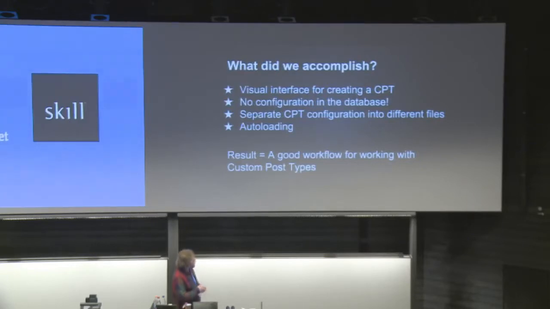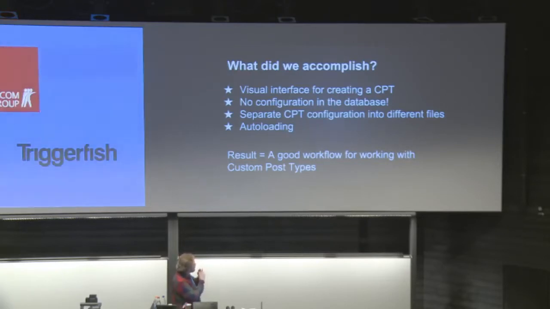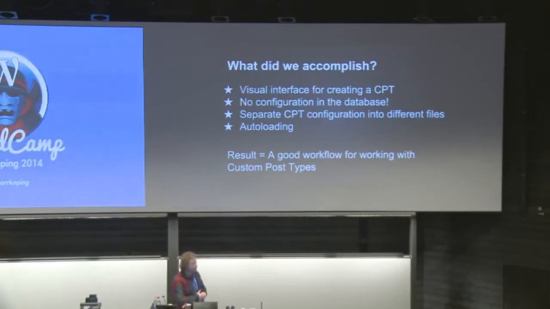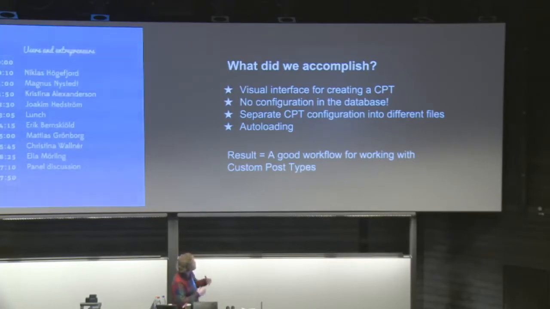So what did we accomplish by doing that? Well, we did get to use a visual interface for creating our custom post types. We don't have any configuration in the database anymore. We have them in files, so we can version them. We have separated the custom post type configuration into different files so that they're easy to find. And we auto-load them, so whenever we add a new custom post type, there's no friction. We just create the file, put in the code, and we're done. I think that's a good workflow for working with custom post types.